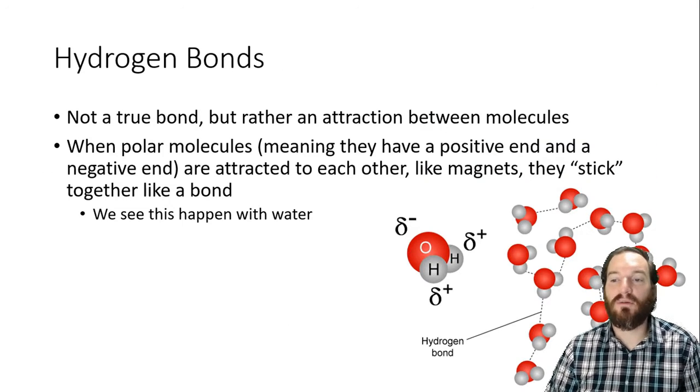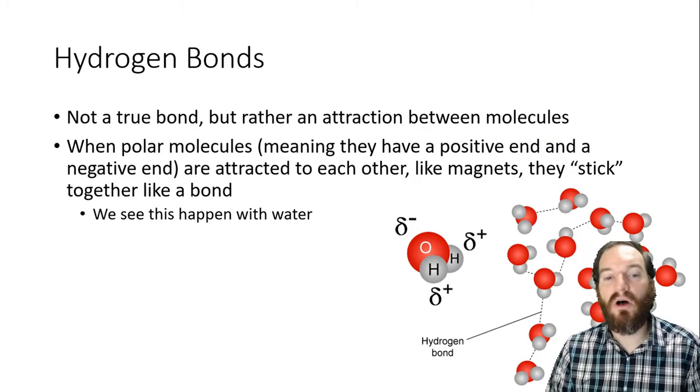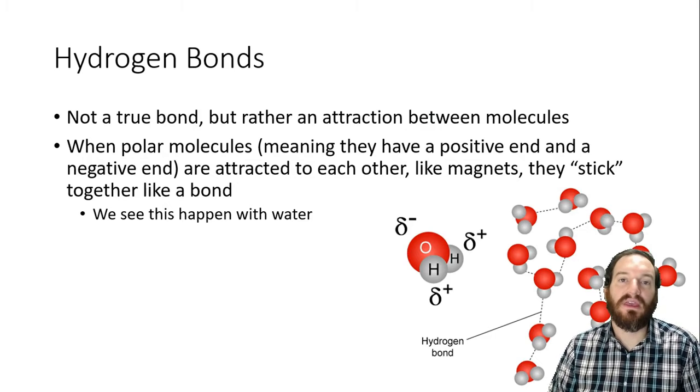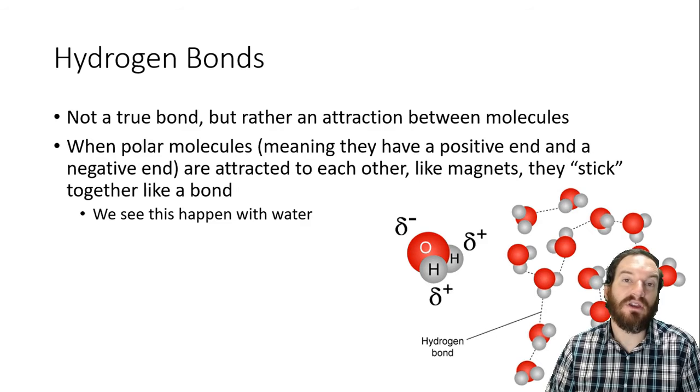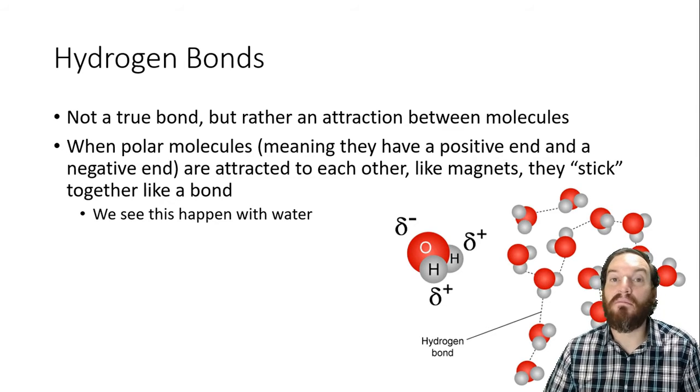Now, let me talk to you about one more small little thing. Hydrogen bonds. Now, why didn't I talk about hydrogen bonds yet? Because hydrogen bonds are not a true bond in the sense that they're not gaining or losing electrons. What they are, however, doing is because of the arrangement of the electrons and the arrangement of the atoms in the compound, there is a positive end and a negative end of the molecule.